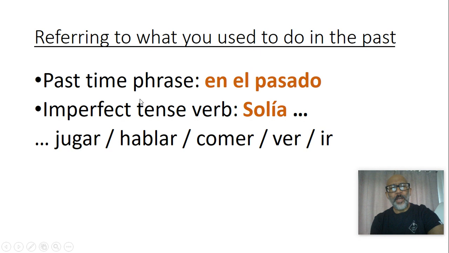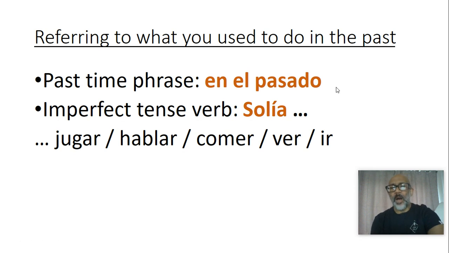So there's two key ingredients here. You've got the past time phrase, something like in the past, en el pasado, and you've got the imperfect tense verb. Now, I think the very easiest way for the time phrase is en el pasado, in the past. It looks like the English word past. It has the same three letters, P-A-S, to begin the word. So hopefully that's quite easy to remember. In the past, en el pasado. And it makes it very clear that you're referring to the past there.